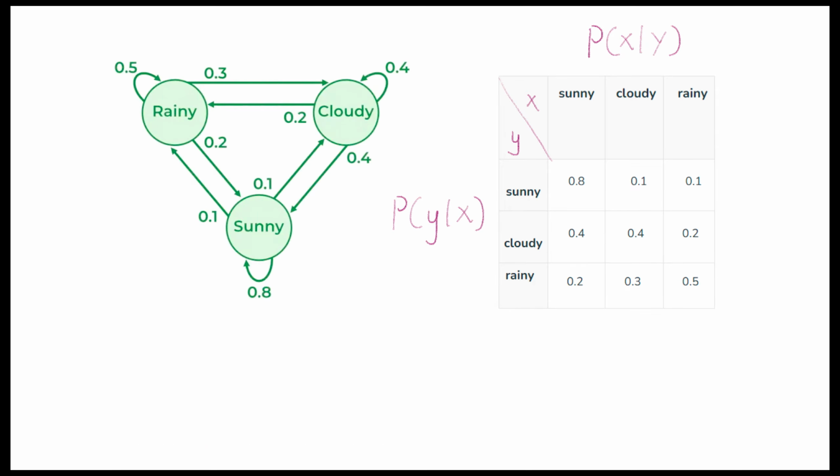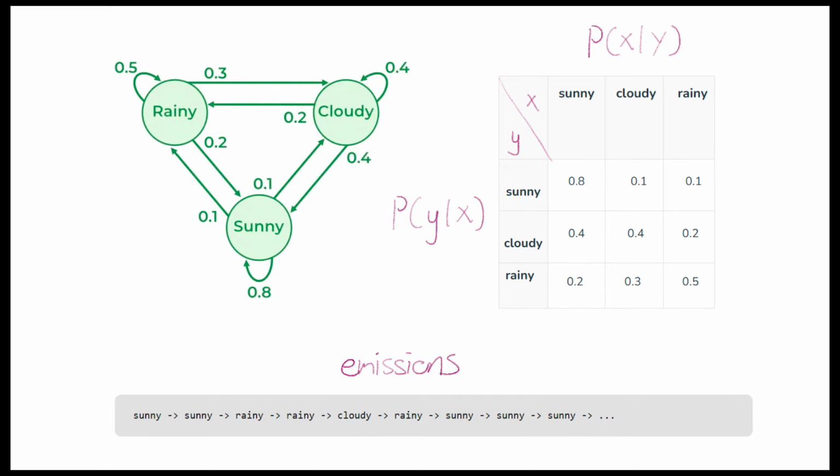The last method that we will take a peek at is hidden Markov models. A Markov model is a statistical model that represents a system that transitions between a finite set of states, where the probability of transitioning to the next state depends only on the current state. In hidden Markov models, the states of the system are hidden and cannot be directly observed. Instead, we observe outputs, or emissions, that are probabilistically related to these hidden states.